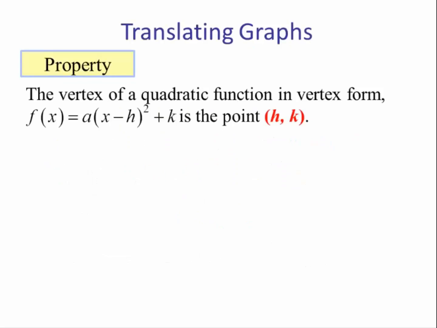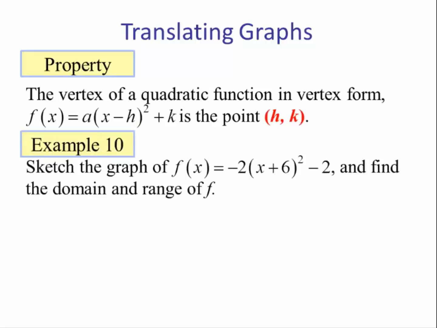Lesson objective. Translating graphs. Property. The vertex of a quadratic function in vertex form, f of x equals a times x minus h squared plus k, is the point h, comma, k. We saw that in the previous 3 examples in this video.